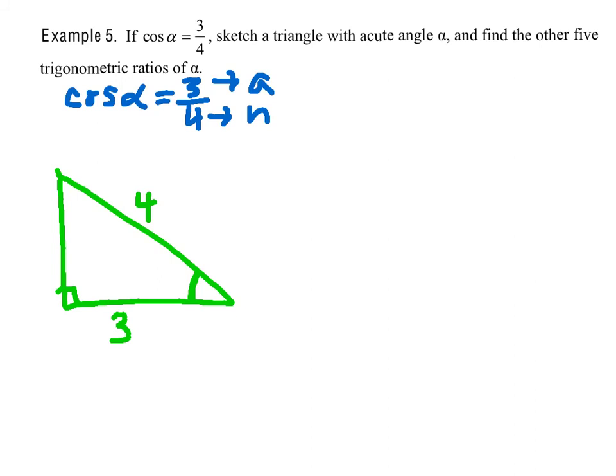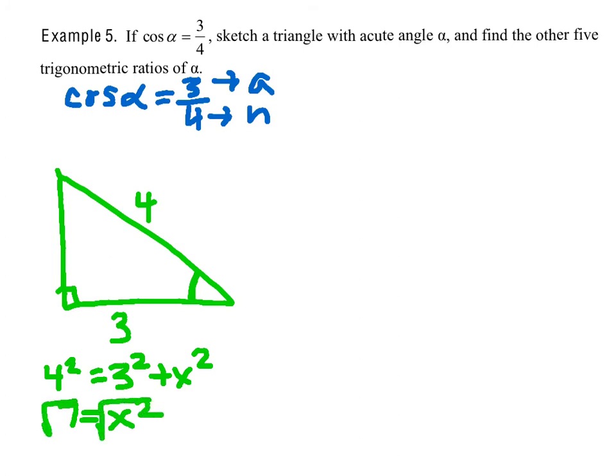So to find that missing side, you're going to use the Pythagorean theorem. So I'm going to use 4 squared equals 3 squared plus, and for right now I'm just going to call it x squared. Now if you take 4 squared minus 3 squared, you'll get 7. So 7 equals x squared. Go ahead and take the square root of both sides. So we're getting this missing side to be the square root of 7. Now that we have all our sides, we can go ahead and find the remaining 5 trig functions.